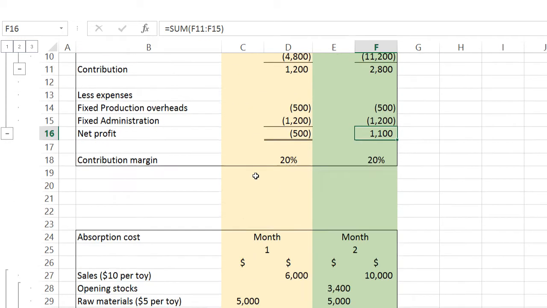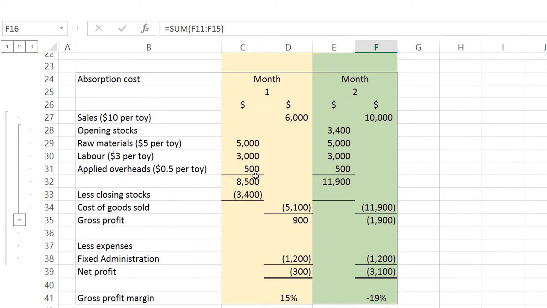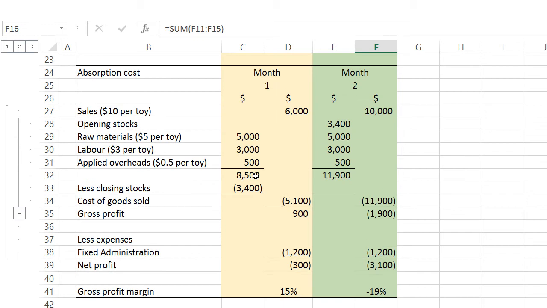Now let's observe the next one, the absorption method. How would the absorption method look? How different would it be? If all of that 1,004 is sold, then you have revenue of 14,000.